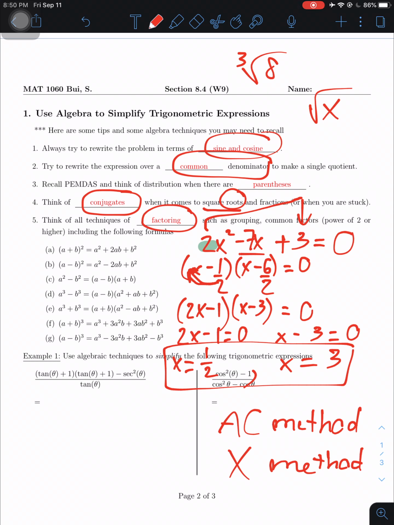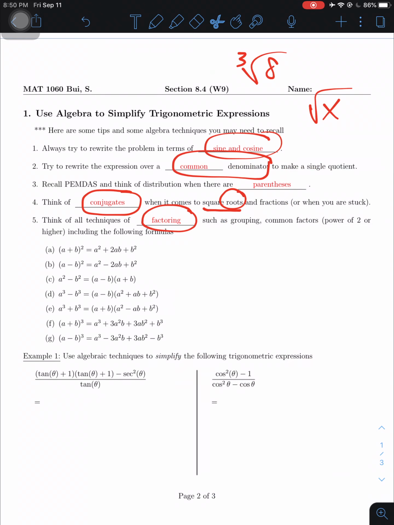Okay. And now let me get rid of these and let me get into the first example that we have in here. Okay, for my example, use algebraic techniques to simplify the following trig expression. Okay, how can I do that? As you can see, that's a lot from the beginning, right?